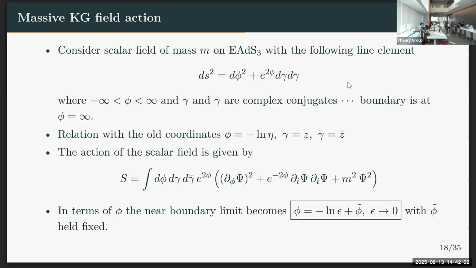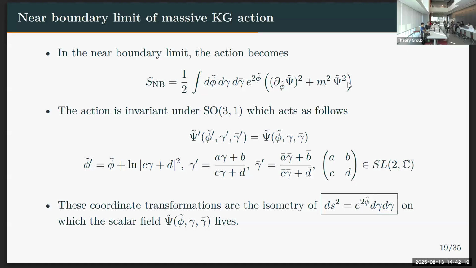With these coordinates, if I want to write the Klein-Gordon massive scalar field, it's given as follows, and the near boundary limit now changes to this. The phi becomes minus log epsilon plus phi tilde, where phi tilde is the coordinate on this degenerate manifold, and when you take epsilon tends to 0 with phi tilde fixed, what you get is the action. As you can see in this limit, the spatial derivative terms drop out, and you get a term proportional to del phi tilde squared and phi squared.